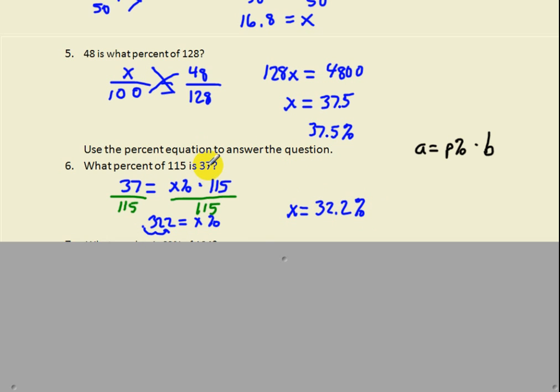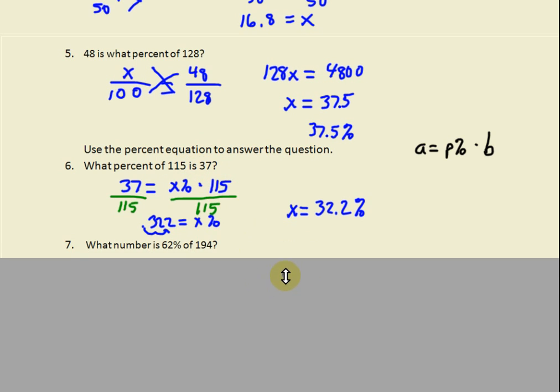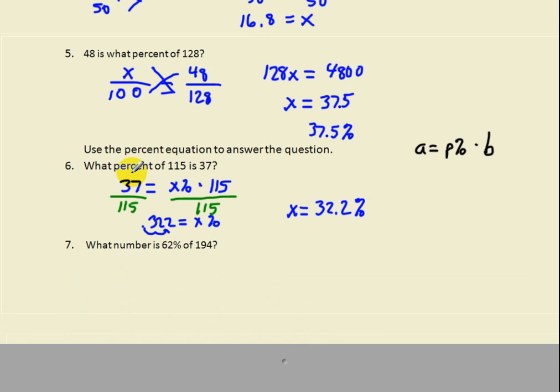Okay, and 32.2% is just a little less than a third. Does it make sense? Is 37 a little less than a third of 115? Well, that makes sense, because if you take 3 times 37, that would give you, what, 90 plus 21, so 111, which is just a little less than 115. So our answer is reasonable.